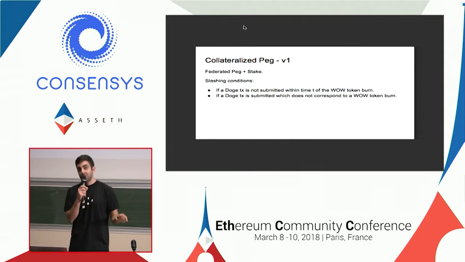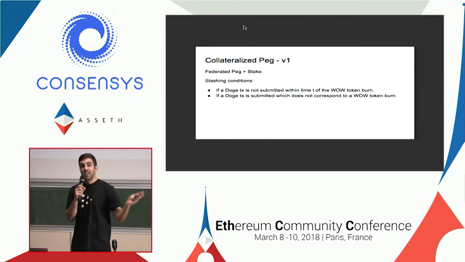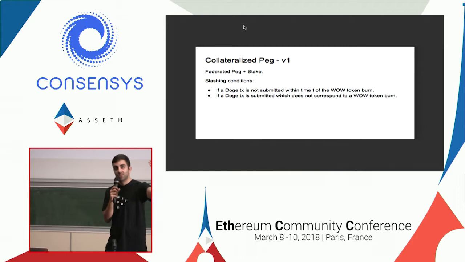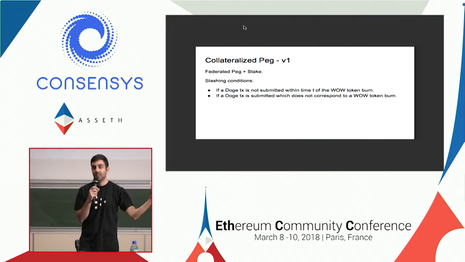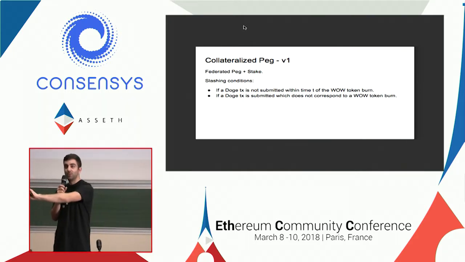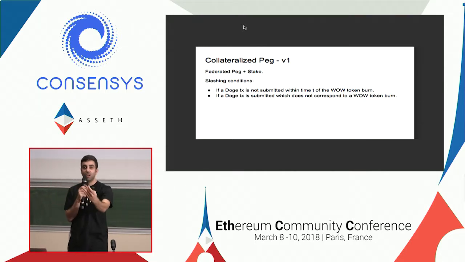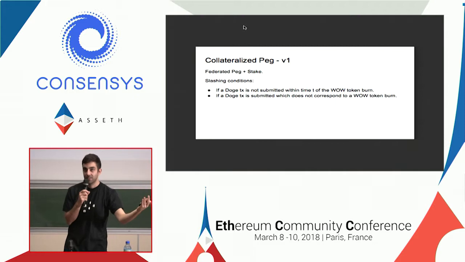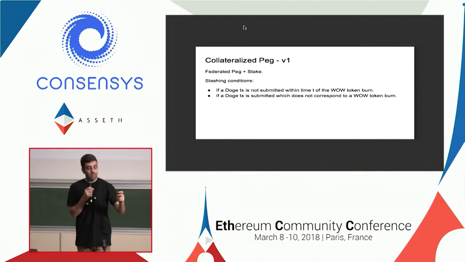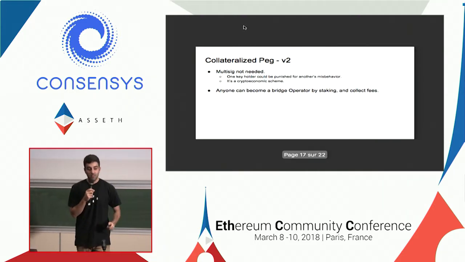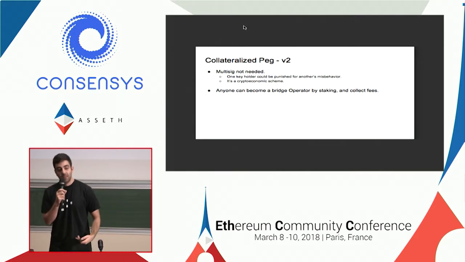And also, in addition to that, if anyone ever proves that a transaction was sent from this Doge multi-sig somewhere without a corresponding WOW token burn beforehand, you can also slash the operators, because basically they've gone rogue and they're spending the coins themselves. So then we started thinking about this.